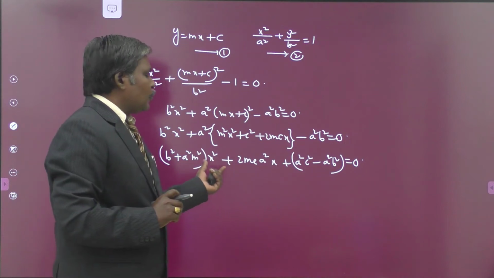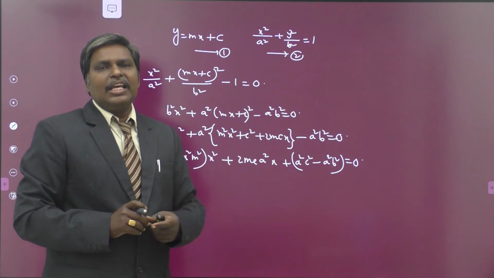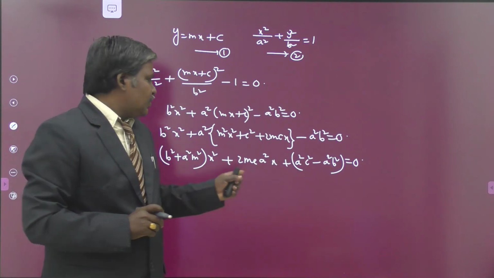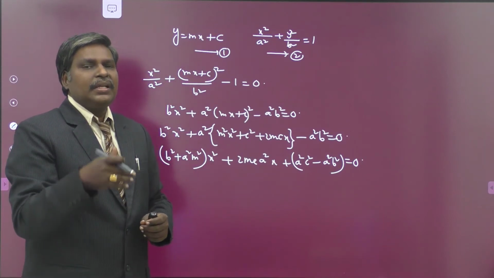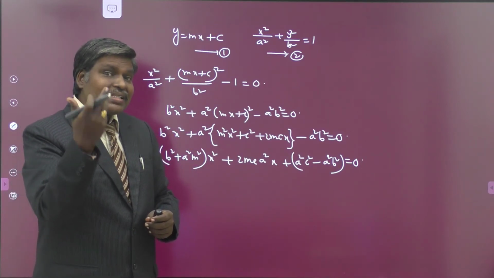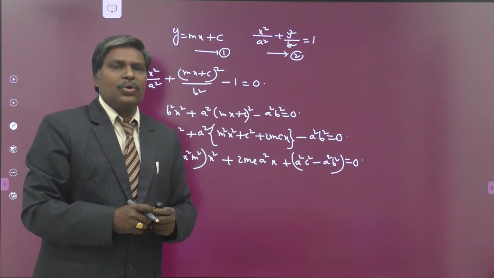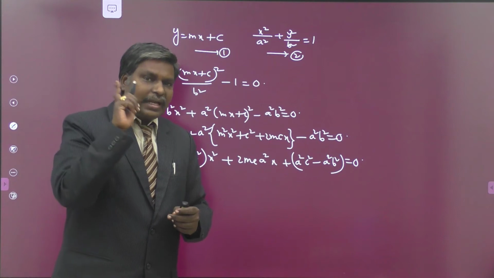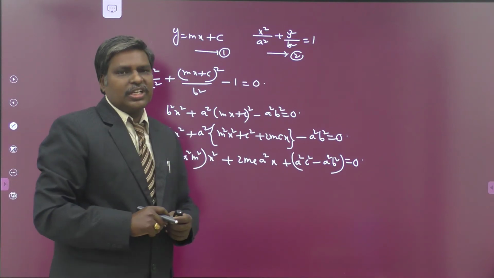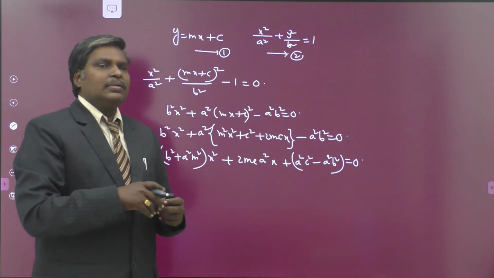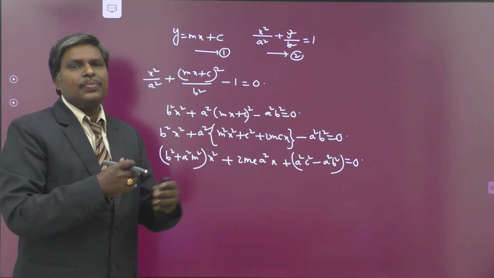If these two roots are real and distinct, the line intersects the ellipse at two real and distinct points. If these two roots are coincident, then the line touches the ellipse at only one point. That means the two points of intersection are coincident. If both the roots x1 and x2 are imaginary, then the line is completely outside the ellipse. These are the three possible cases.